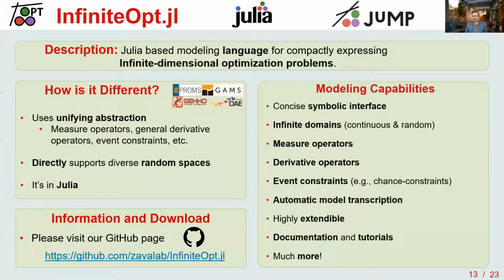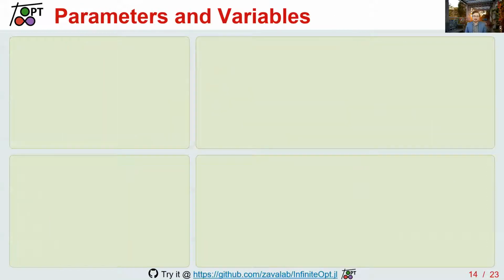Moreover, it employs a wealth of capabilities, including a very intuitive symbolic interface. It directly models and handles infinite domains, measure operators, derivative operators, and event constraints such as chance constraints. It features efficient automatic transcription capabilities. It's highly extendable, and we provide extensive documentation to help you along the way. So let's look at what this looks like.